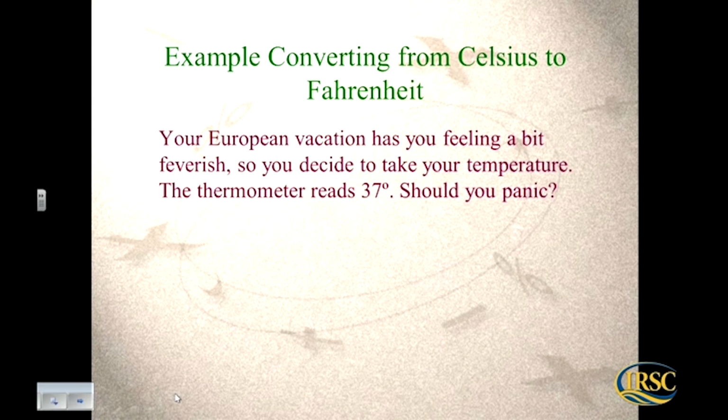Well, if you're in Europe, hopefully you know that they use which scale for temperature? Celsius. Okay, so they handed you a thermometer that reads Celsius. But if you grew up in the U.S., you grew up knowing temperatures in Fahrenheit. So you need to convert. So Celsius to Fahrenheit. So that's our formula of F equals 9/5 C plus 32. Okay, so substituting in your 37 for C.